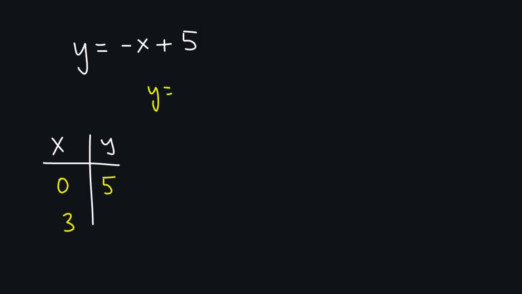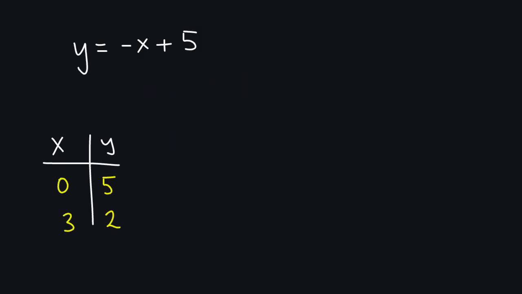My second point, let's say x is 3. y equals negative x, which means negative 3 for my value, plus 5. So y equals negative 3 plus 5, which is positive 2. So when x is 3, y becomes 2. So now I have the 2 points.